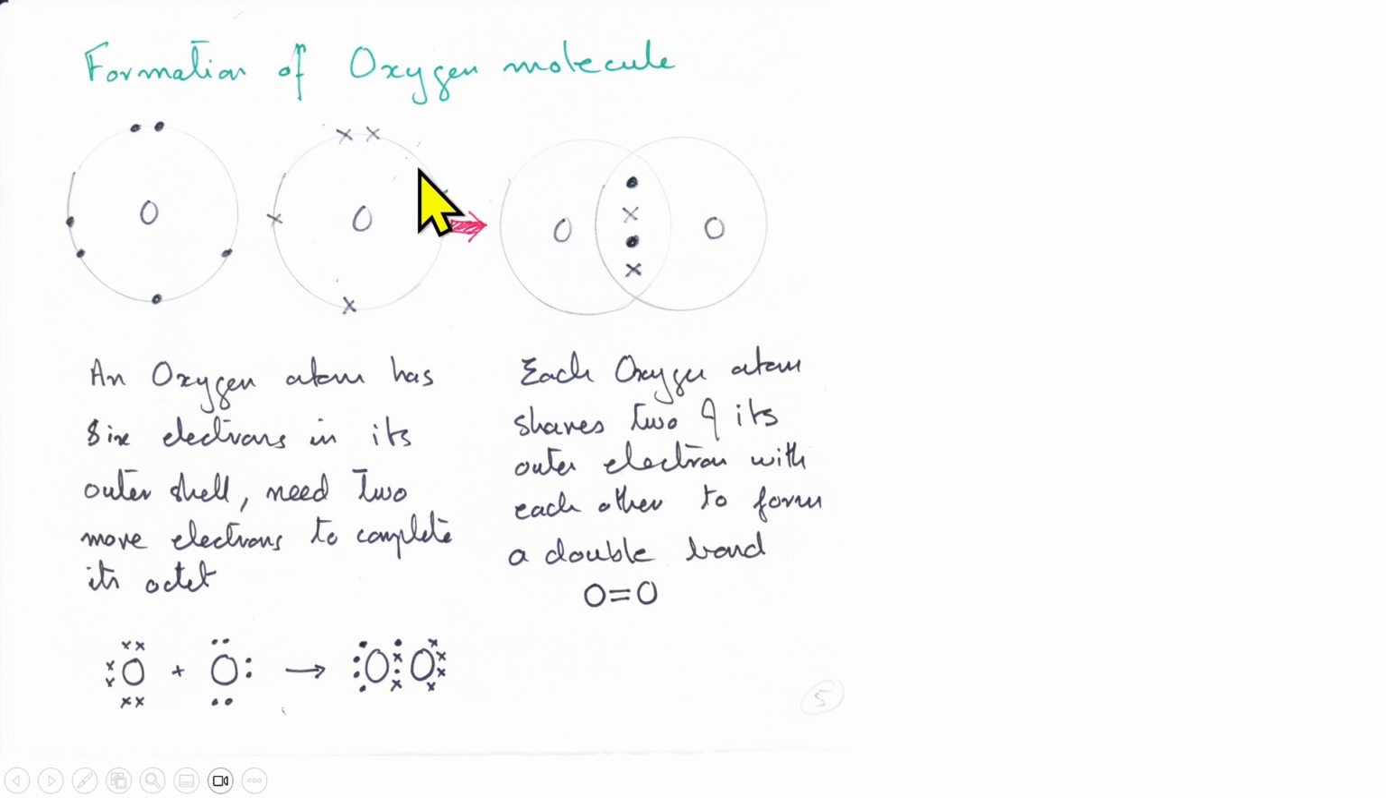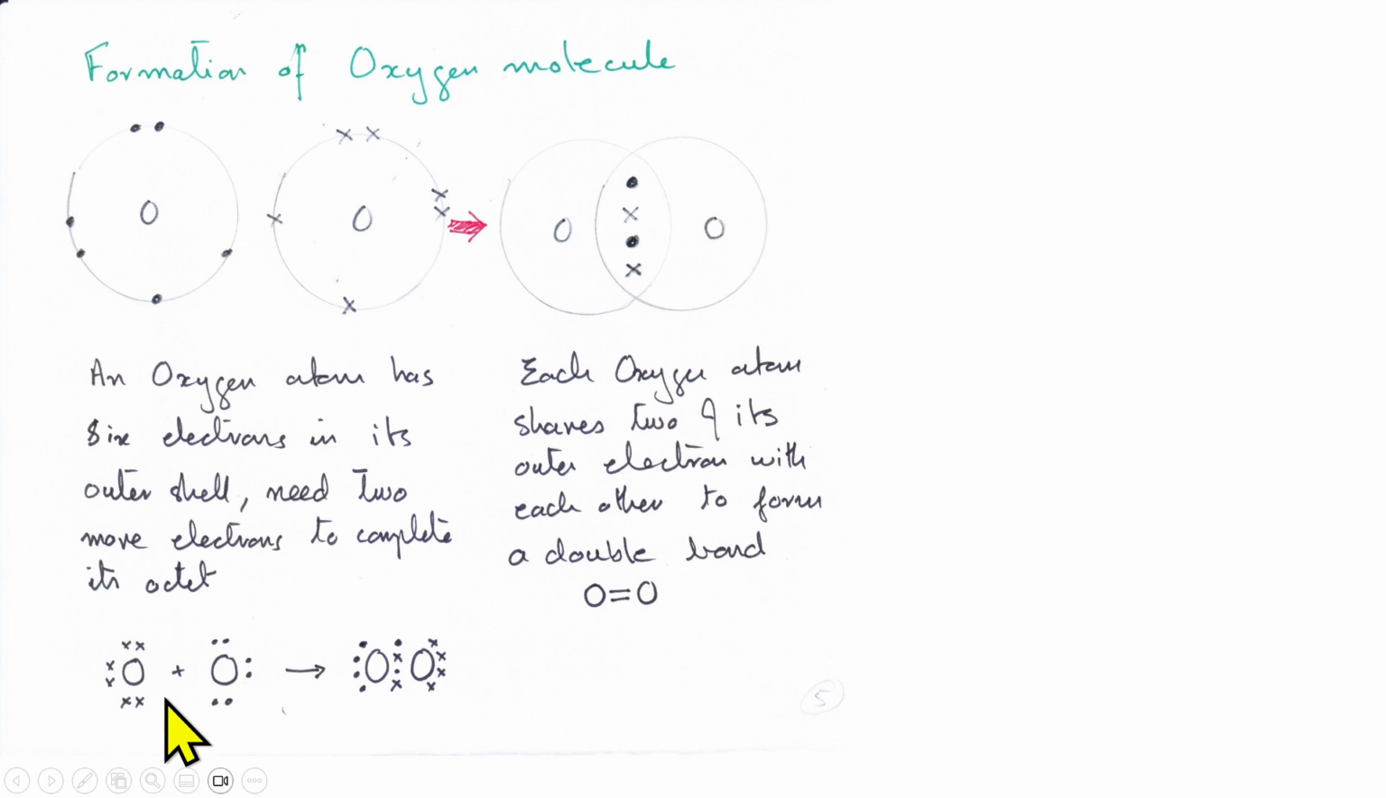Formation of oxygen molecule. Oxygen has 6 electrons in its outermost shell, so it needs 2 more electrons to complete its octet. On the right side, again I have drawn two oxygen atoms sharing a common portion, where I have drawn the electrons, that is 2 pairs of electrons. And it forms a double bond which is denoted by 2 lines.